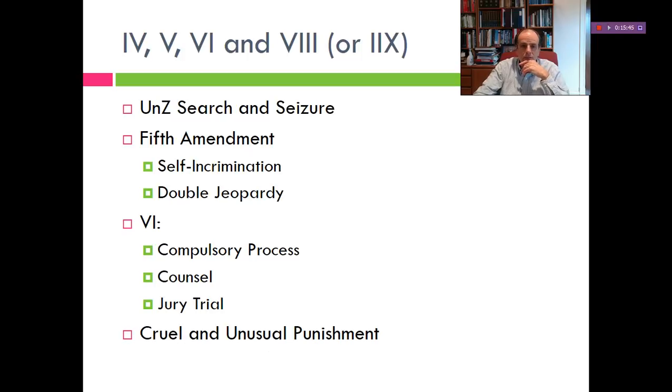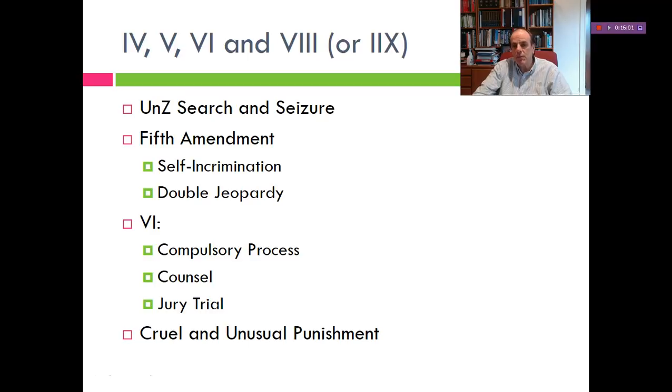So I guess I didn't realize this was my next slide. So I've kind of covered them. Unreasonable search and seizure, that's what the Z stands for. Z is reasonable in most abbreviations.